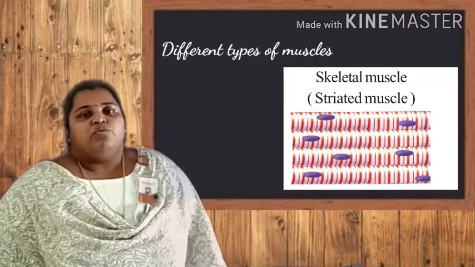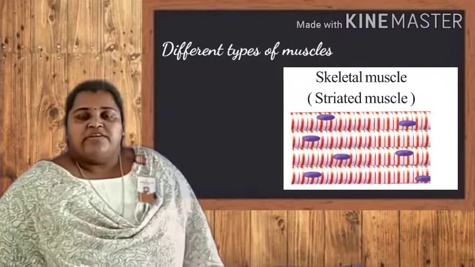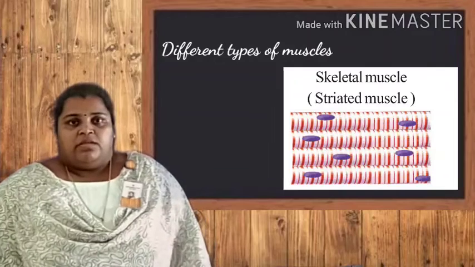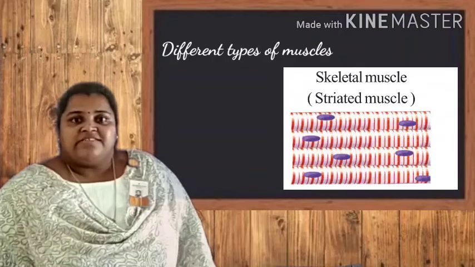All the voluntary movements in our body are made possible with the help of skeletal muscle. Example, the muscles in hands, legs, etc.